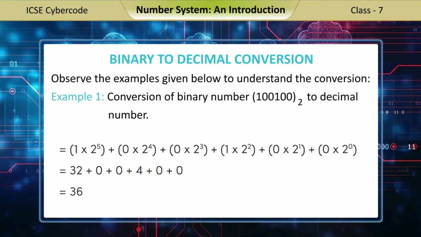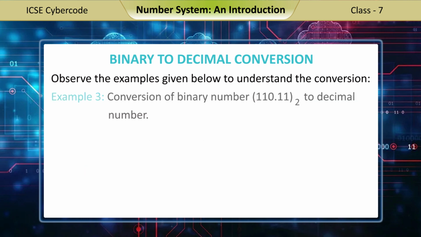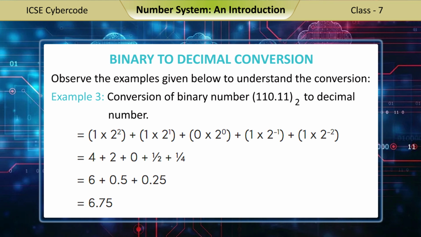Example 1. Conversion of binary number 100100, base 2 to decimal number. Example 2. Conversion of binary number 110110, base 2 to decimal number. Example 3. Conversion of binary number 11011, base 2 to decimal number.